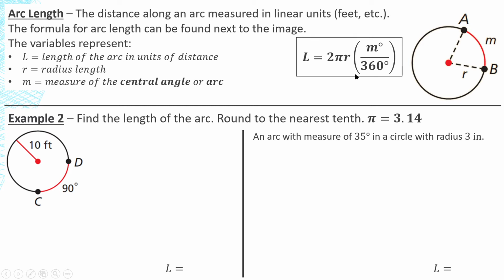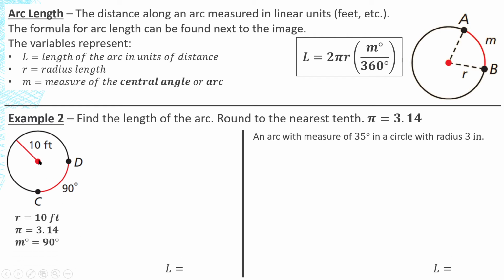So let's look at what these variables stand for. Pretty straightforward. L is the length of the arc. R is your radius, and m is one of two things: either the central angle or the arc measure itself, but it has to be in degrees. And here we'll be using 3.14 for pi, to keep things simple. So let's look at these examples down here. We have to make sure we put everything in the right place. Example 2, part 1 over here. What do we know?